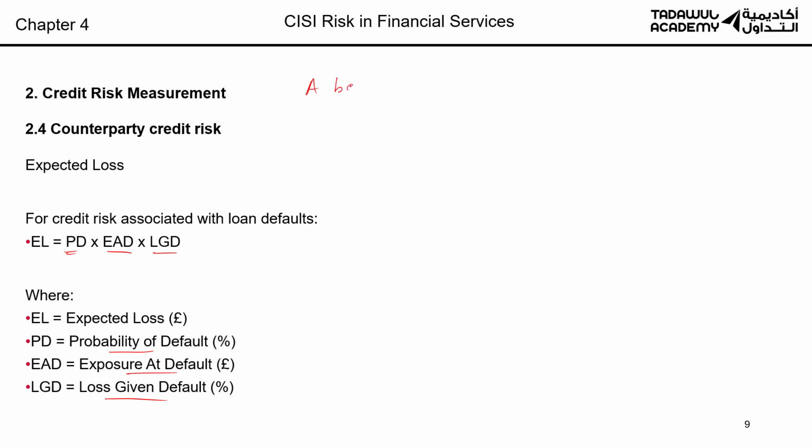So a bank lends, let's say, $100,000 to Kareem. Kareem provides $70,000 in collateral. That means he mortgages his house or his car or whatever that is. And so let's start here. $100,000 in this case is the exposure at default, the EAD.